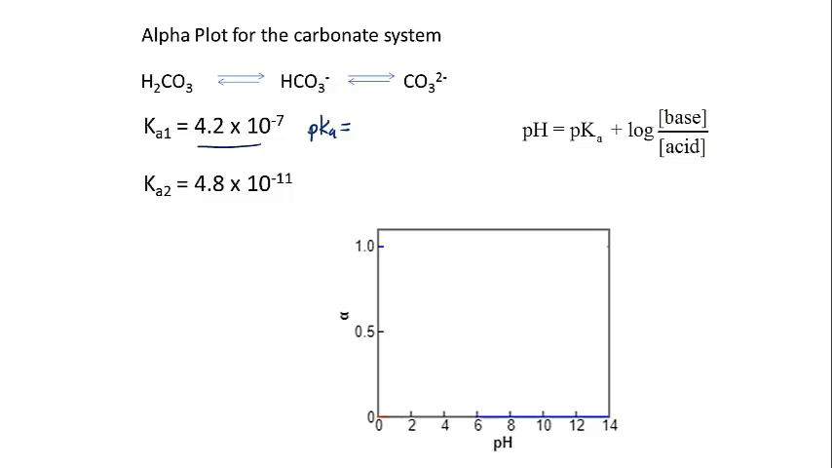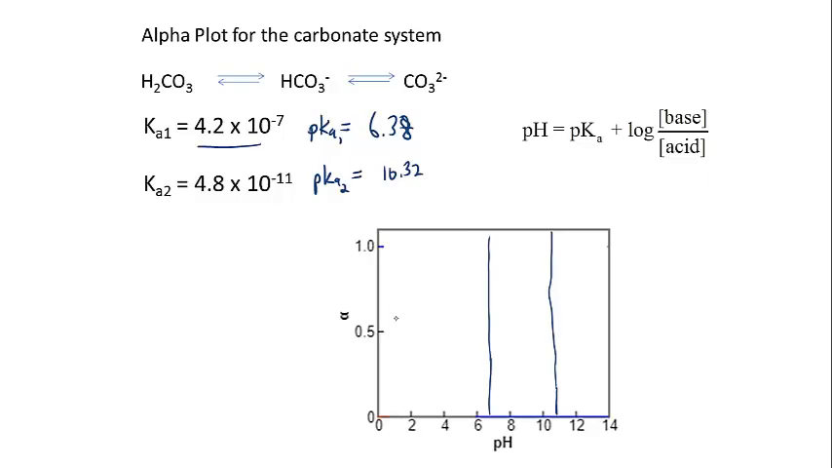Which is 6.37, 6.38. And the pKa, that's pKa1, and pKa2 is 10.32. So I'm going to draw a line around 6.3, so that's a line there. Another line at 10.32, which would be right about there.